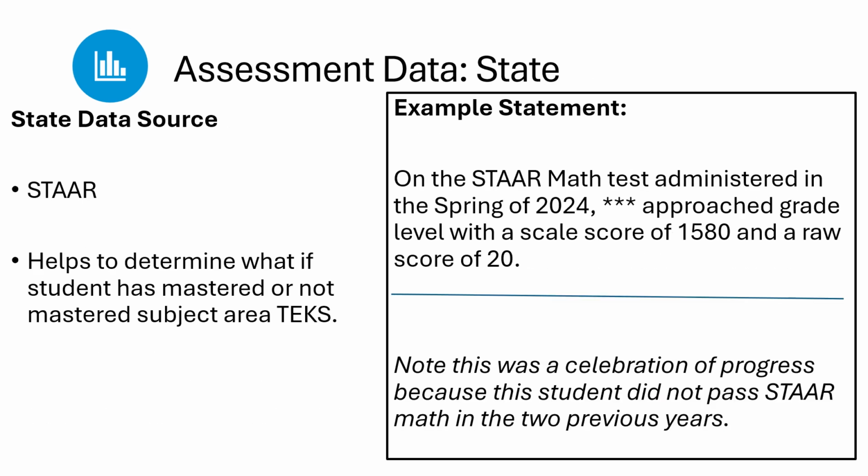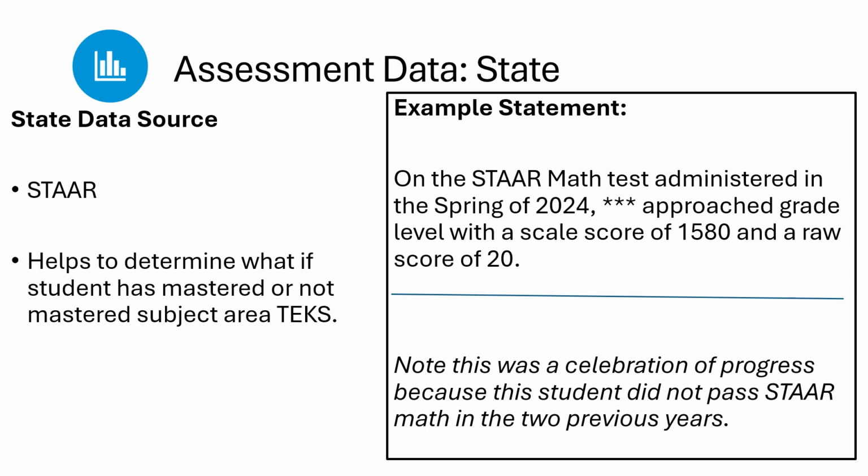Another point of assessment can come from the state data, which is, of course, the STAAR. And the STAAR is given to help to determine whether or not a student has mastered certain grade area subject TEKS. So we see the example in the spring of 2024, blank approached grade level with a scale score of 1580 and a raw score of 20. So approaches grade level is considered to be passing.